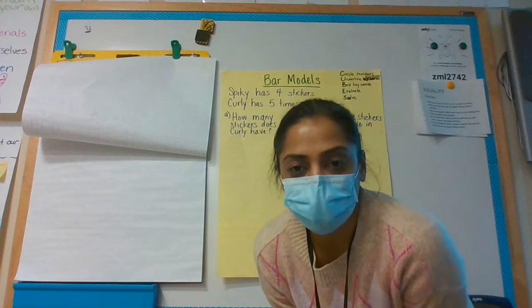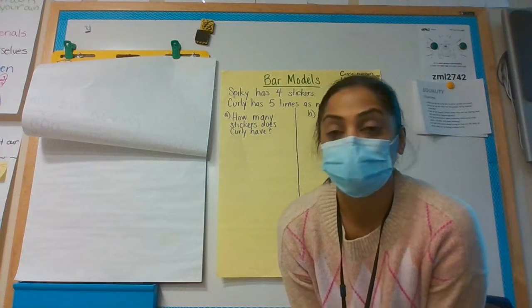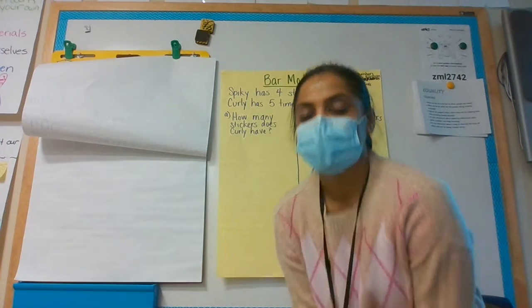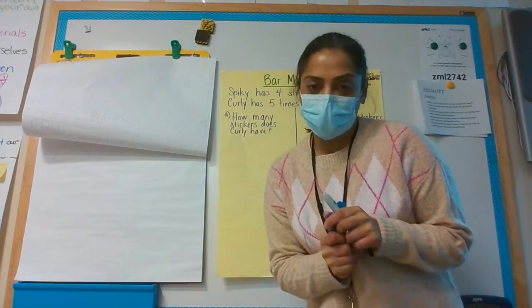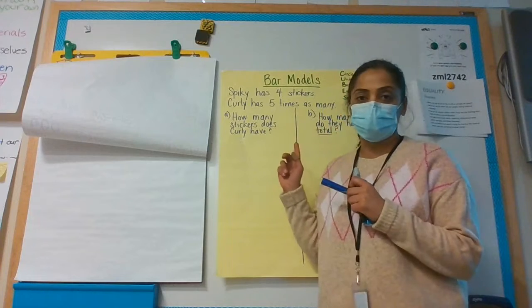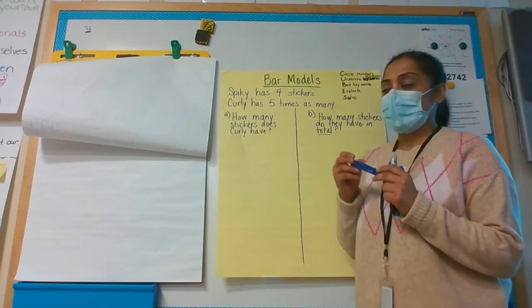Hi friends, today I'm going to show you how to use a bar model strategy that we've been learning in class. I'm in the fourth grade classroom, so if it looks a little different, that's because I'm in a different space. So we've been talking about bar models in the classroom and how we use that to solve word problems. So today for homework, you have something similar to this.